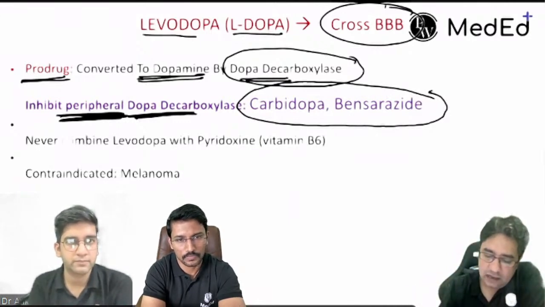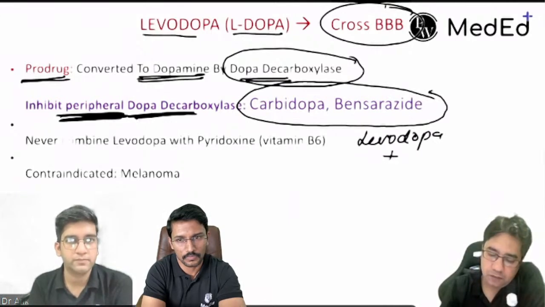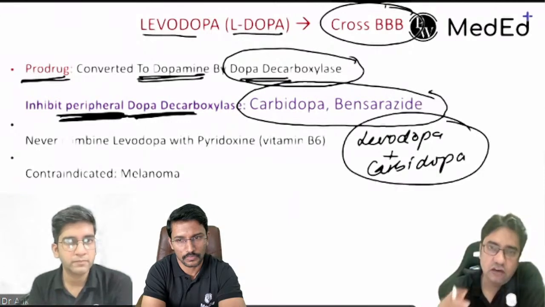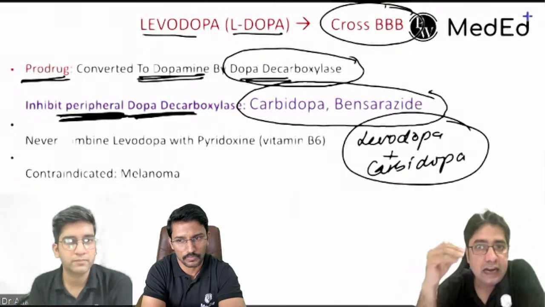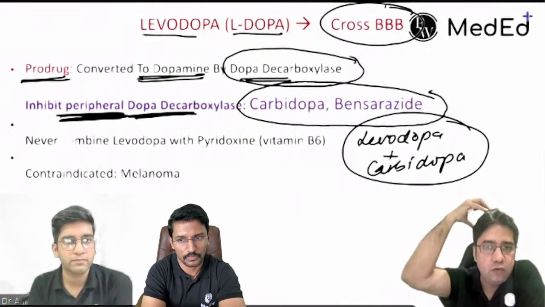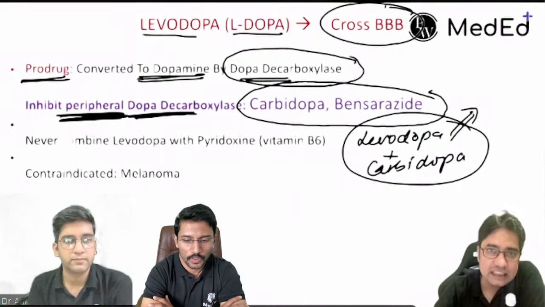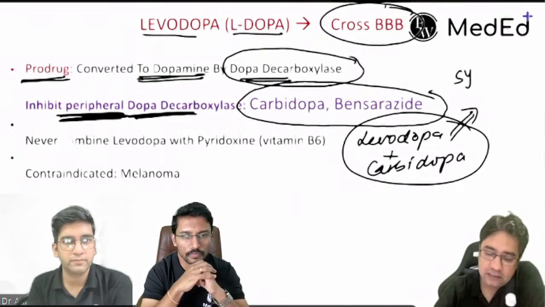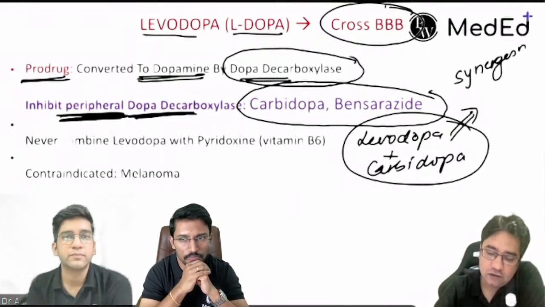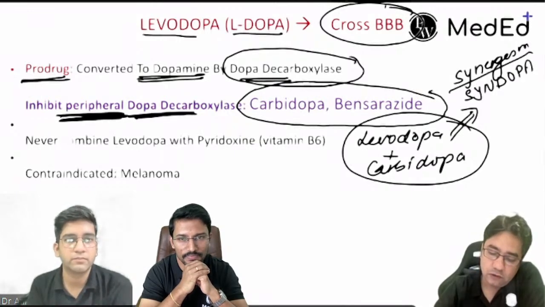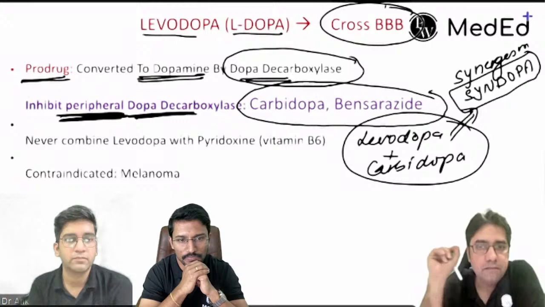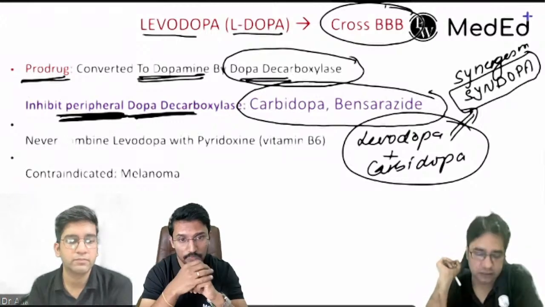Can we say if we combine levodopa with carbidopa, it will inhibit the peripheral conversion of levodopa into dopamine, and more levodopa will be available to enter into the brain? So don't you think it will produce synergism? Because it produces synergism, this combination is also known as syndopa. Now you know the reason why it is known as syndopa, because it's a synergistic combination.